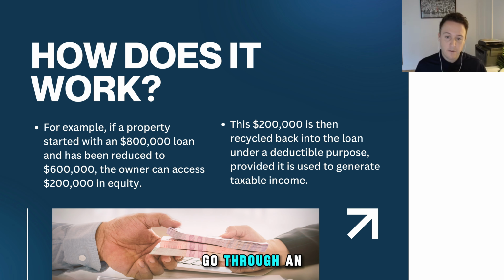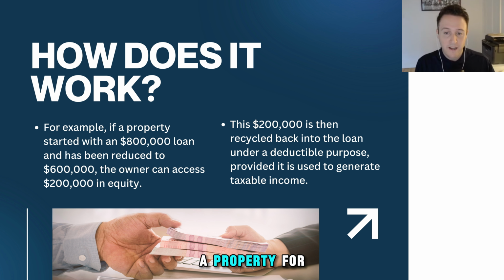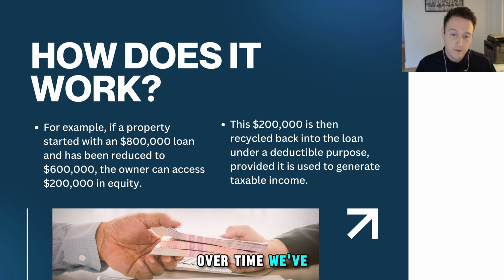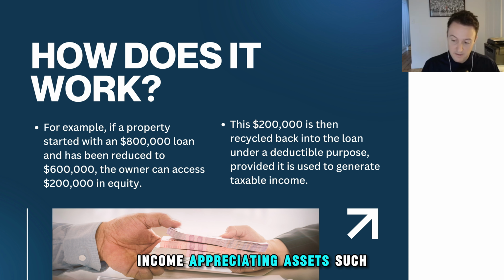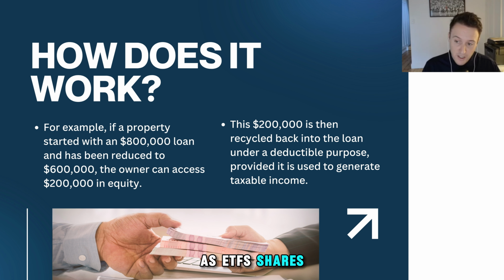So again, let's go through an example here. We purchased a property for $800,000. Over time, we've reduced that down to $600,000 on the outstanding balance, meaning that they've got $200,000 in equity they could pull back out to invest in further property. Could be other income-producing assets such as ETFs, shares. And what we're doing is we're actually taking some of that portion of loan that we couldn't claim an interest deduction on, and we're changing the purpose of that borrowing. So changing the actual structure of why we're taking that borrowing back out.